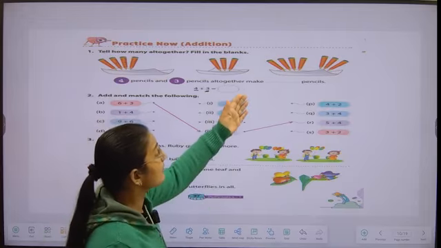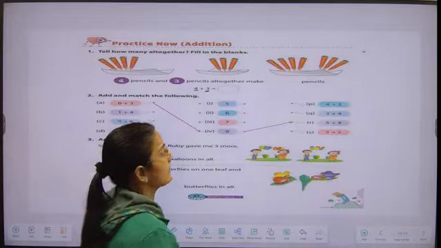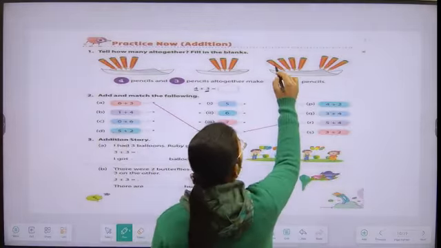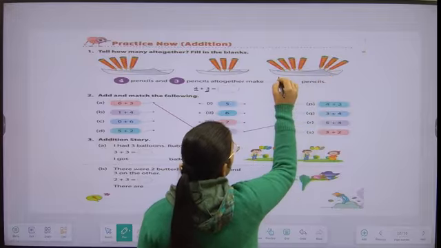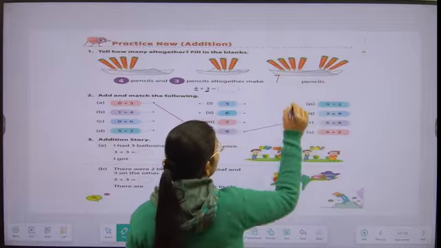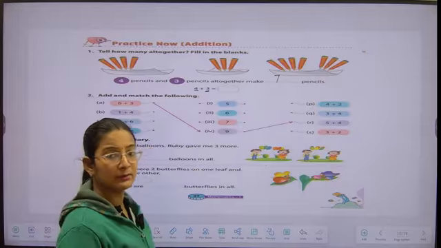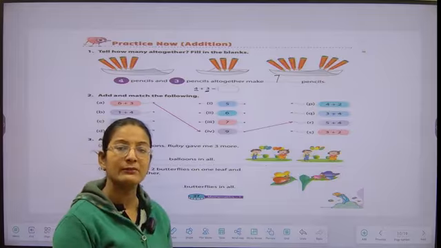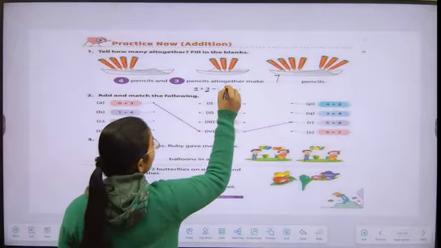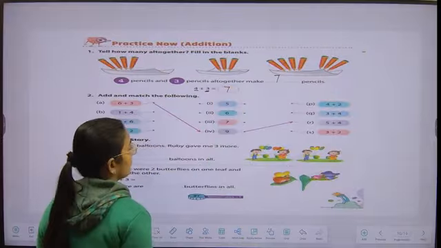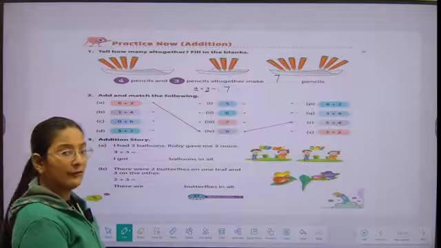Now all together it makes how many pencils? Let's start counting, students. 1, 2, 3, 4, 5, 6, 7. So we have to write 7 pencils altogether. How many total altogether we having pencils? 7 pencils. So we have to write 7 in the blank space also. Everyone did this?